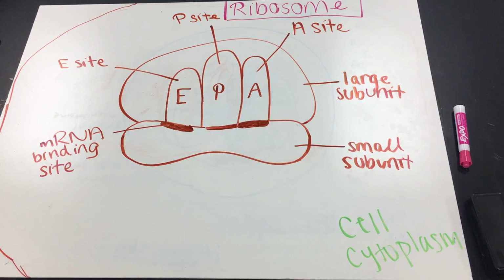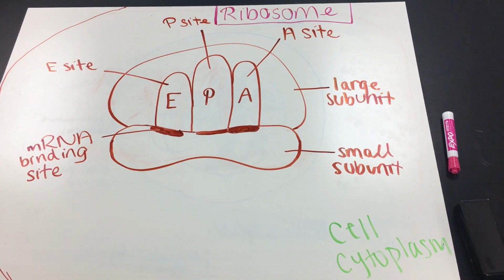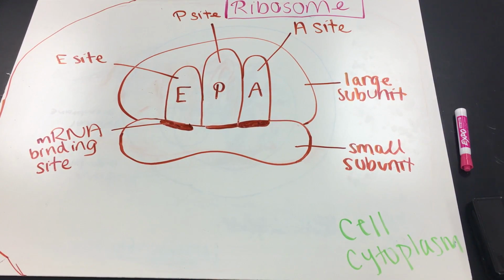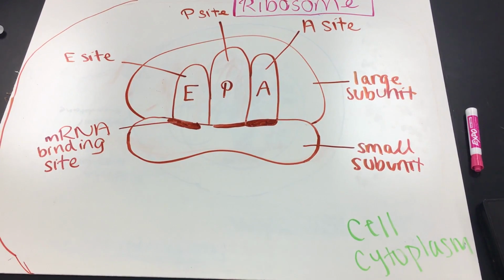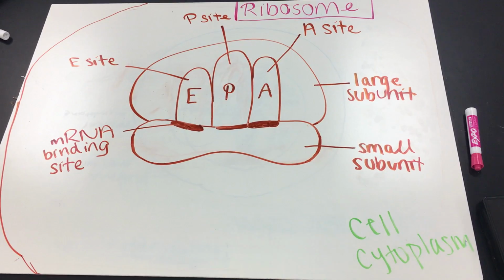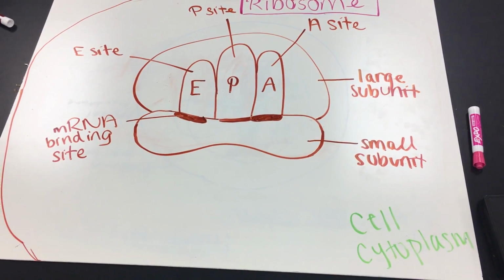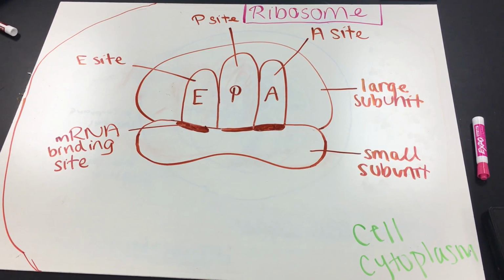The next step of protein synthesis is translation, which occurs in the ribosome. This consists of two subunits, a large and a small. Each ribosome has a binding site for mRNA, which is on the small subunit, and 3 binding sites for tRNA molecules, which are on the large subunit.